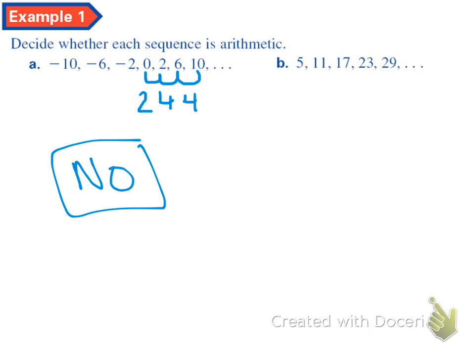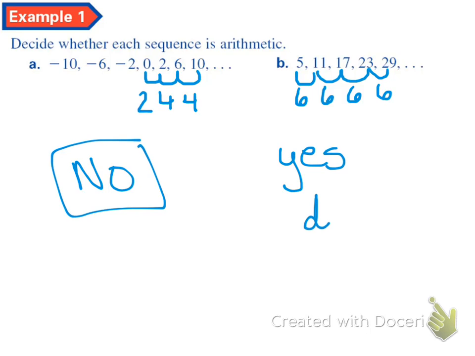29 minus 23, that difference is 6. 23 minus 17, again that difference is 6. 17 minus 11, again that difference is 6. 11 minus 5, that difference is 6. This sequence has a constant difference of 6, so it would be an arithmetic sequence where d is equal to 6. Now remember, when you're looking for that constant difference or that common difference, you are always subtracting the previous term. Okay? Always subtract the previous term.